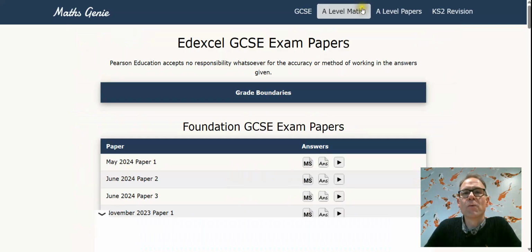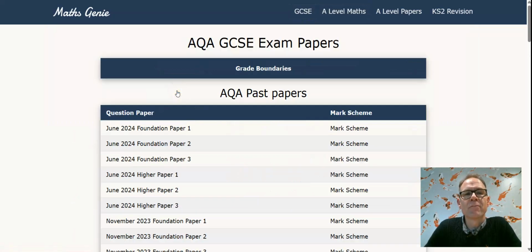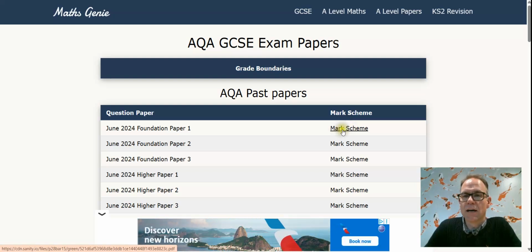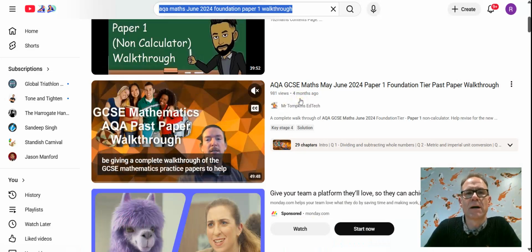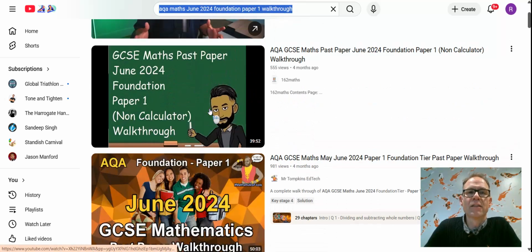So that's Edexcel. What's available for the other exam boards? Like I say, it's a little bit less for AQA, and it's the same for OCR. There's the exam paper, there's the mark scheme. It doesn't have the worked answers or the video walkthrough, but you will want a video walkthrough. You'll want to see how to do the things that you weren't able to manage. So if you pop over to YouTube, there are video walkthroughs on YouTube for all of the past papers. I've just typed in AQA Maths, June 2024, Foundation, Paper 1, walkthrough, and then there's some options come up.